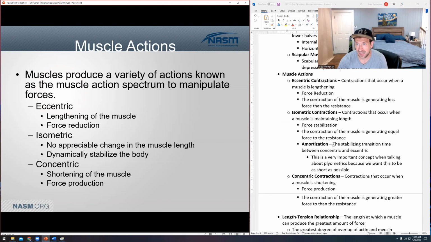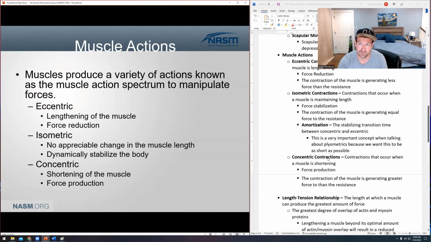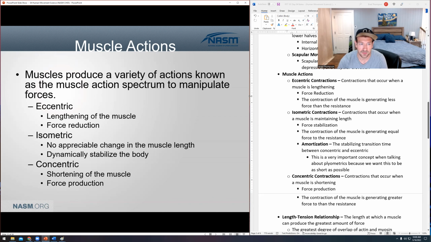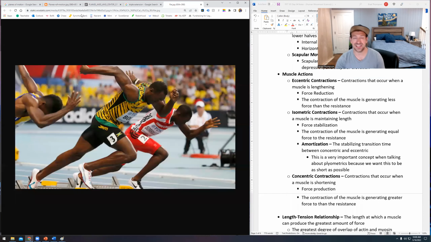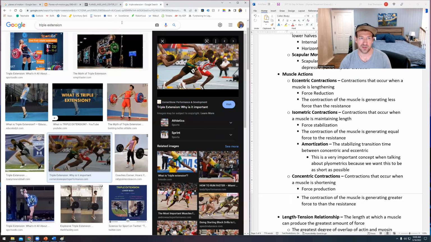Okay. Muscle actions. So I kind of dived into this a little bit already by looking at the example of the lengthening and the shortening. So we got three directions that our muscles are going to move in. We got three types of contractions that our muscles are going to do.